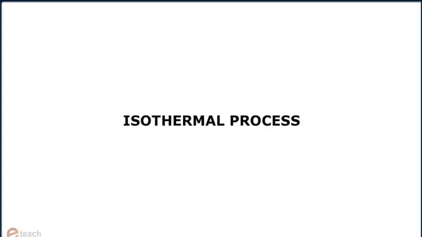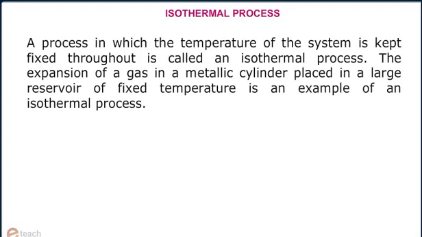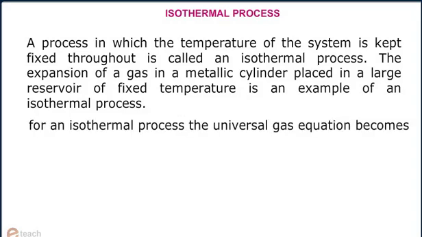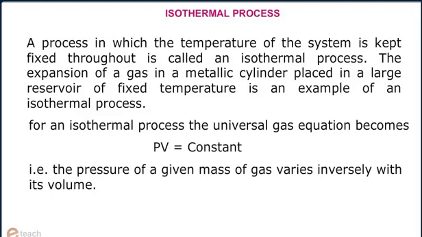Isothermal process. A process in which the temperature of the system is kept fixed throughout is called an isothermal process. The expansion of a gas in a metallic cylinder placed in a large reservoir of fixed temperature is an example of an isothermal process. For an isothermal process, the universal gas equation becomes PV equals constant. That is, the pressure of a given mass of gas varies inversely with its volume.